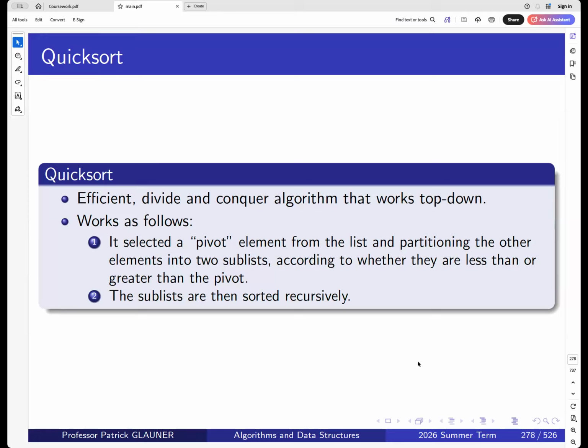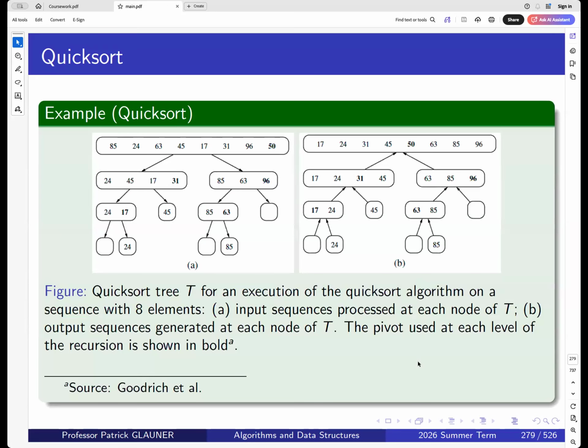So we keep sorting and sorting by using this pivot. The pivot does not sort directly, but we take everything less than the pivot in one list and everything greater than the pivot into a different list. And we can visualize this. So quicksort looks like this.